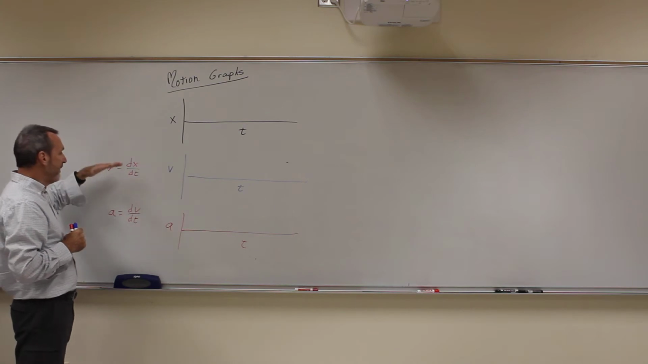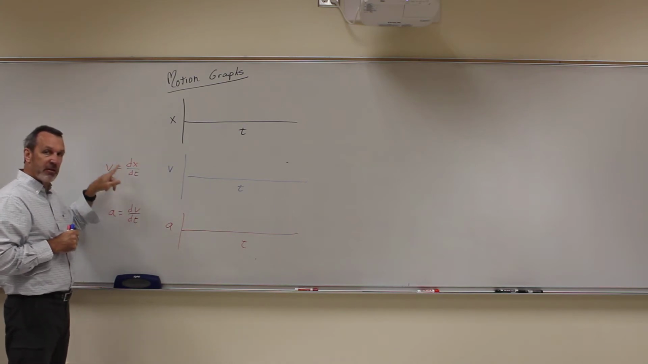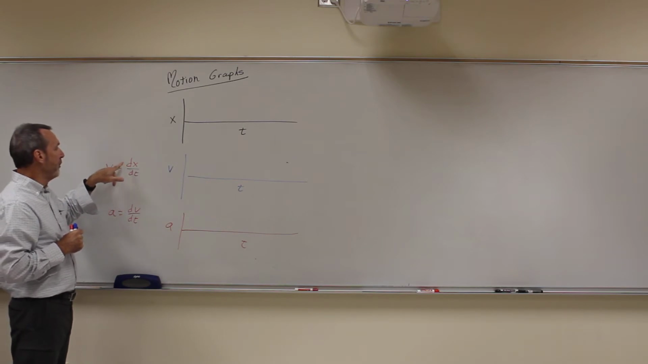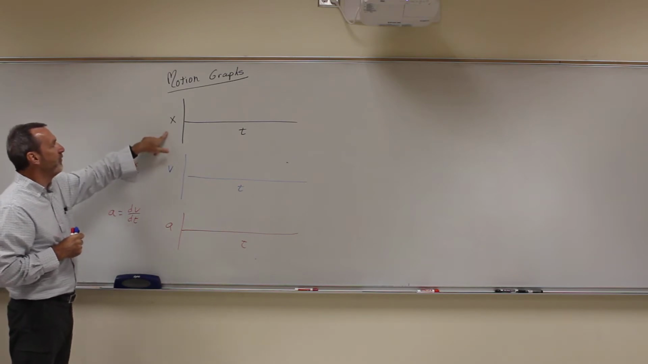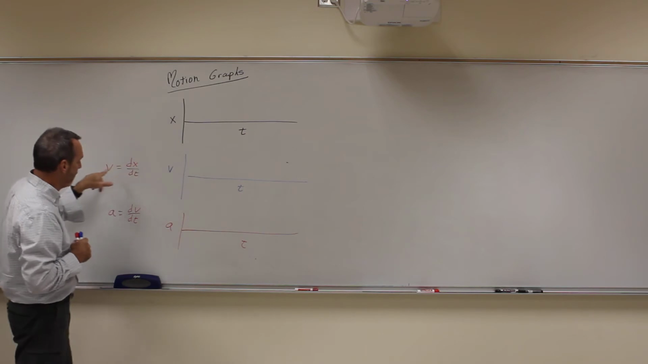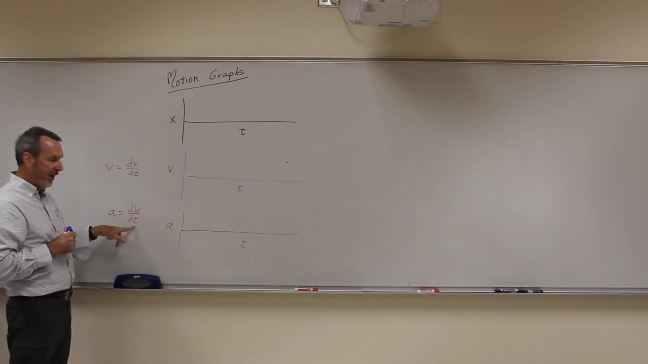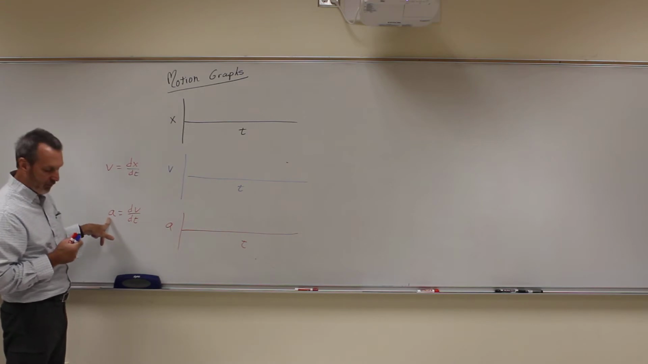So when you're taking the derivative, you're just taking the slope of the line. So the slope of the line of the function x versus t gives you the velocity. The slope of the velocity versus time gives you the acceleration.